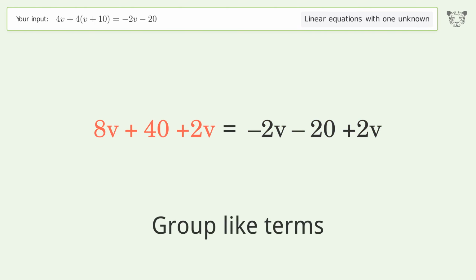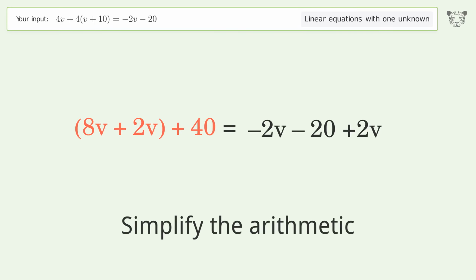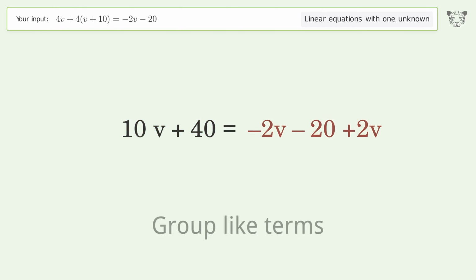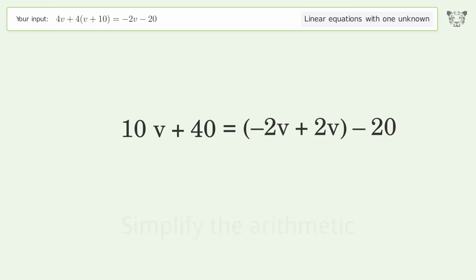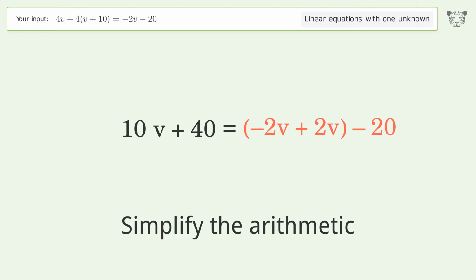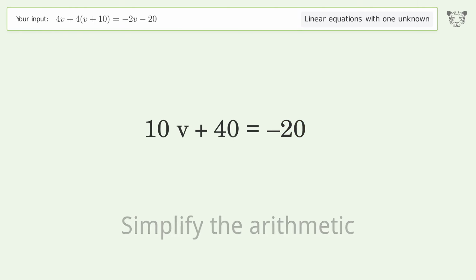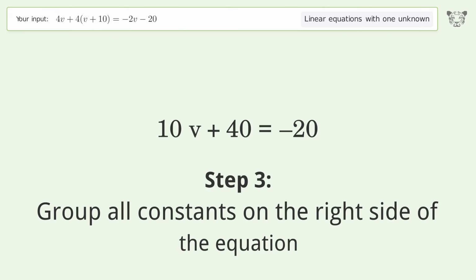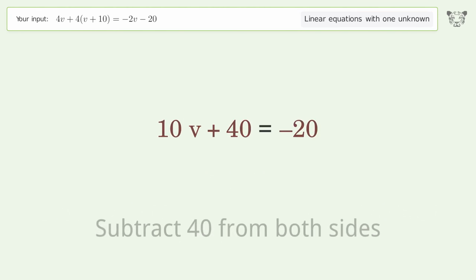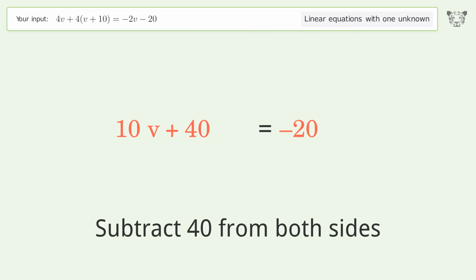Group like terms. Simplify the arithmetic. Group like terms. Simplify the arithmetic. Group all constants on the right side of the equation. Subtract 40 from both sides.